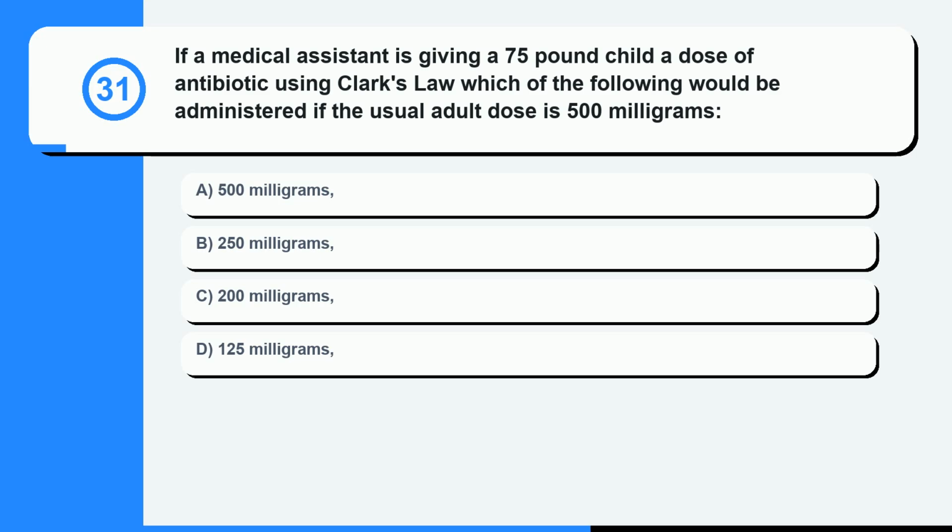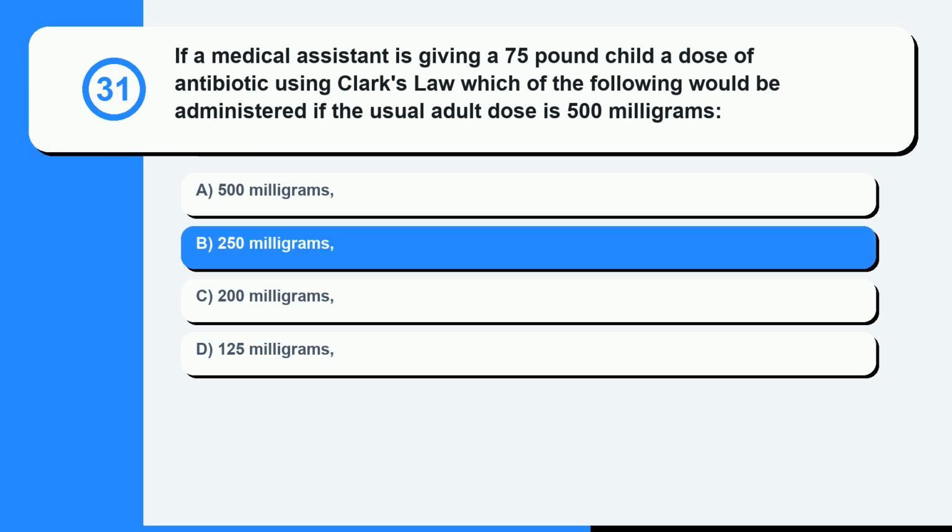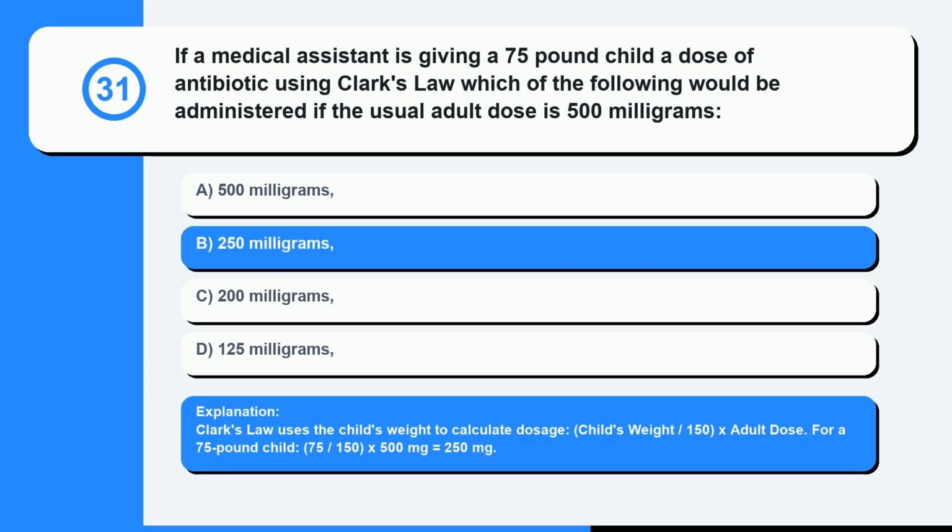Question 30. The correct position to place a patient who has fainted is A. Prone. B. Trendelenburg. C. Lithotomy. Or D. Supine. The correct answer is D. Supine. The supine position, lying flat on the back, is the standard position for managing a patient who has fainted to help restore blood flow to the brain.